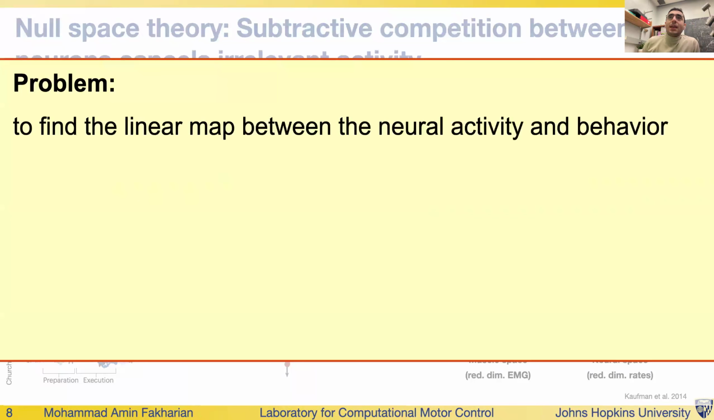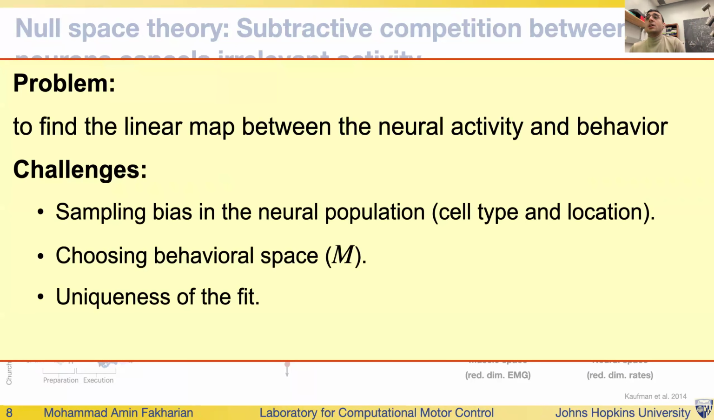However, as with any other fitting, it has problems and difficulties. So the problem is to find a linear map between the neural activity and behavior. The challenges are, first, there might be sampling bias in the neural population, which can be cell types and the location of the recording. Two, choosing the behavior space that is relevant for the regression. And the third one is the uniqueness of the fit. They try to use ridge regression, but basically you need to put some assumptions to be able to have a unique fit to the data.